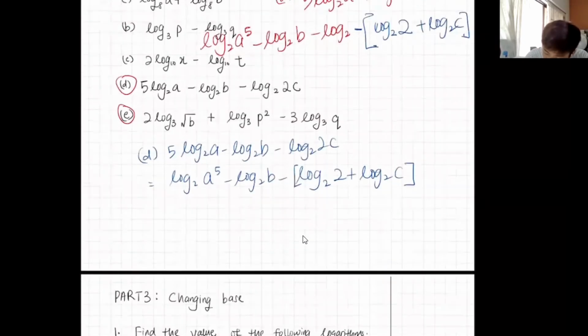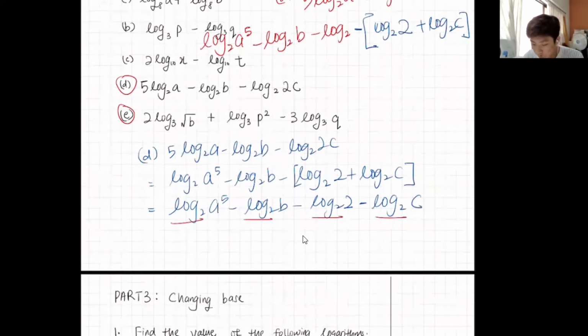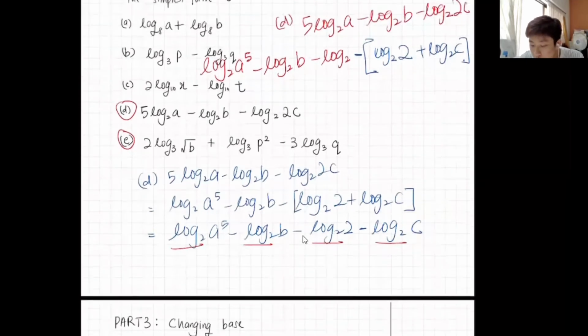So what you do next is that you make it equals to, open the bracket first. Log 2a power 5 minus log 2b minus log 2, minus plus is minus. Okay, when you're opening up the bracket, minus plus will give you minus log 2c. Okay, so now if you have everything in terms of log 2, you can combine everything. How you want to combine? Using the reverse of the law.